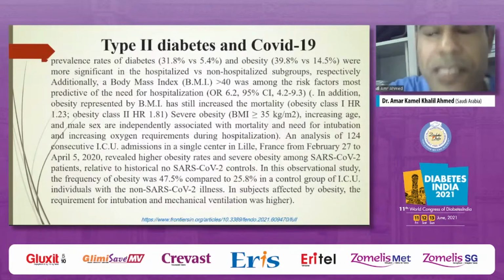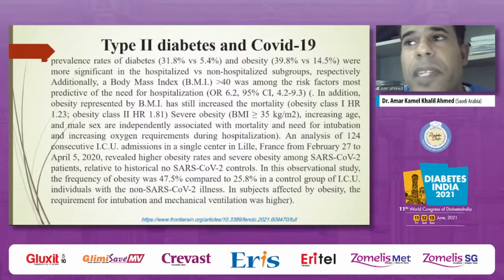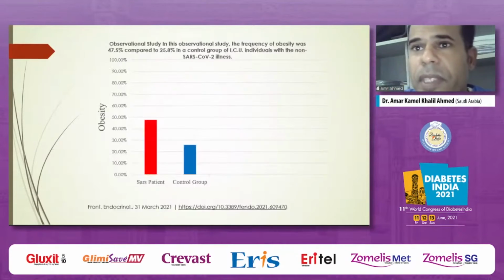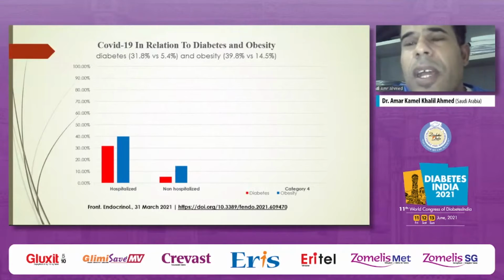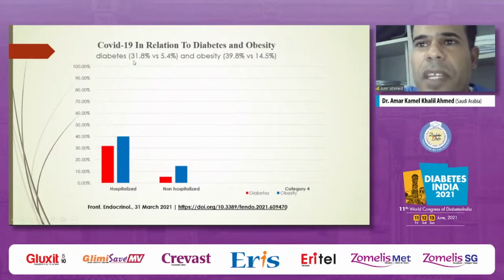Next step, type 2 diabetes and COVID. Here, this graph shows COVID-19 in relation to diabetes and obesity. The prevalence of diabetes among COVID patients was 31.8% in hospitalized patients versus 5.4% in non-hospitalized patients.